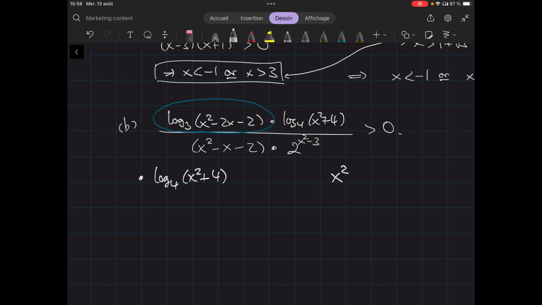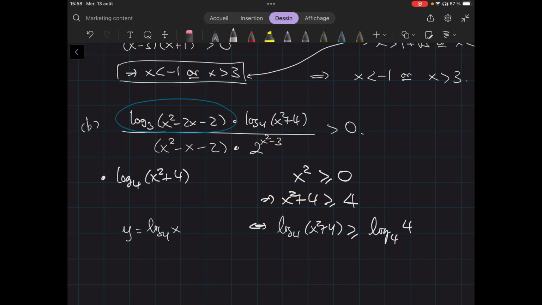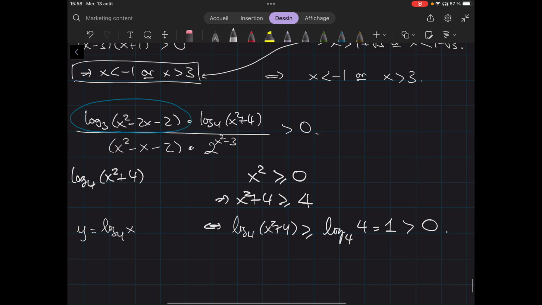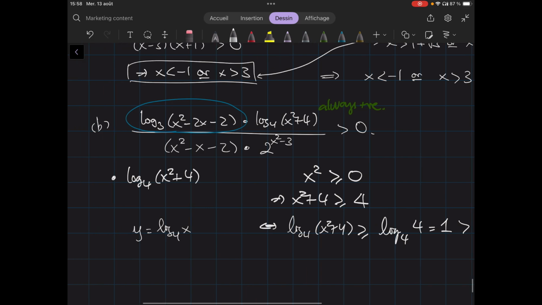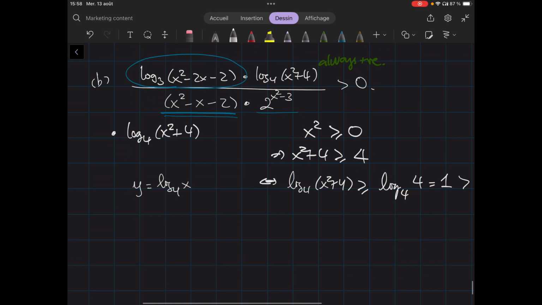We know that x squared is greater or equal to 0, so x squared plus 4 is greater or equal to 4. Y equals log base 4 of x is an increasing function. Log base 4 of x squared plus 4 is greater than or equal to log base 4 of 4, or equal to 1, greater than 0. So this part is always positive. Solving this guy equal to 0, that is trivial. We know that this guy cannot be equal to 0. In fact, 2 to the x squared minus 3 is strictly positive.